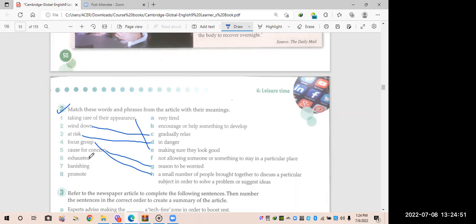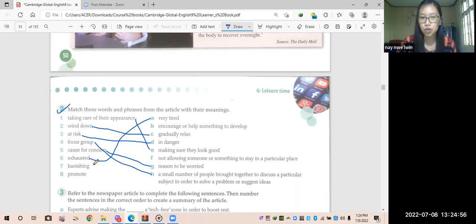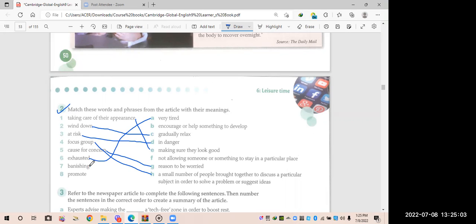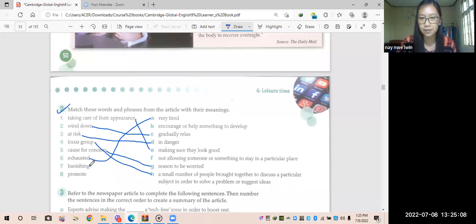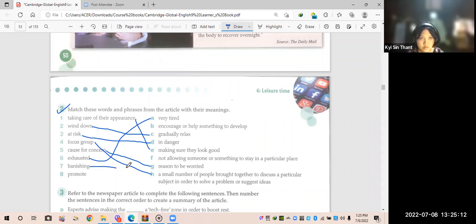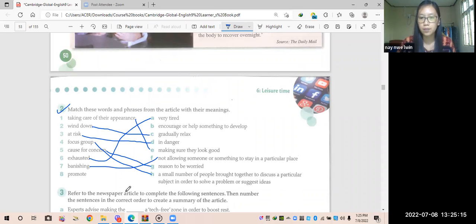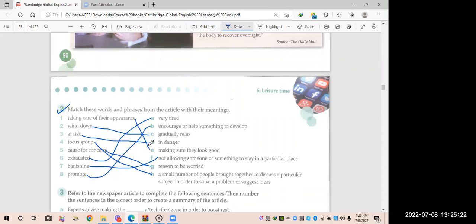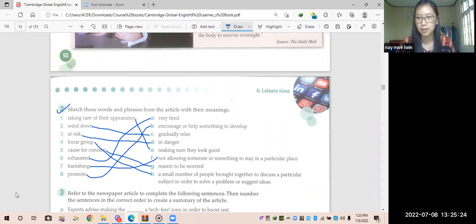A, very tired. Yes, very tired. And machine... B, number B. C or F. F: not allowing someone or something to stay in a particular place. And promote is B: encourage or help something to develop. Yes, correct.